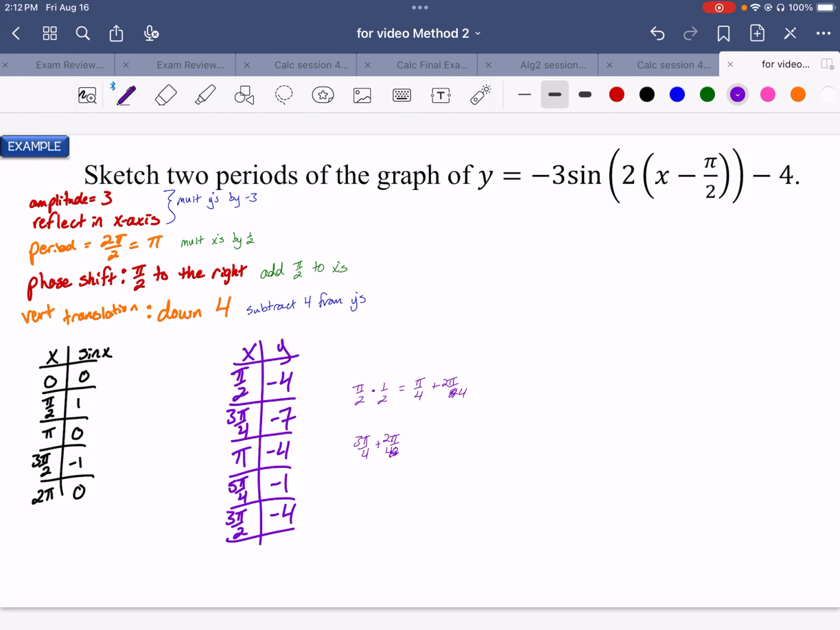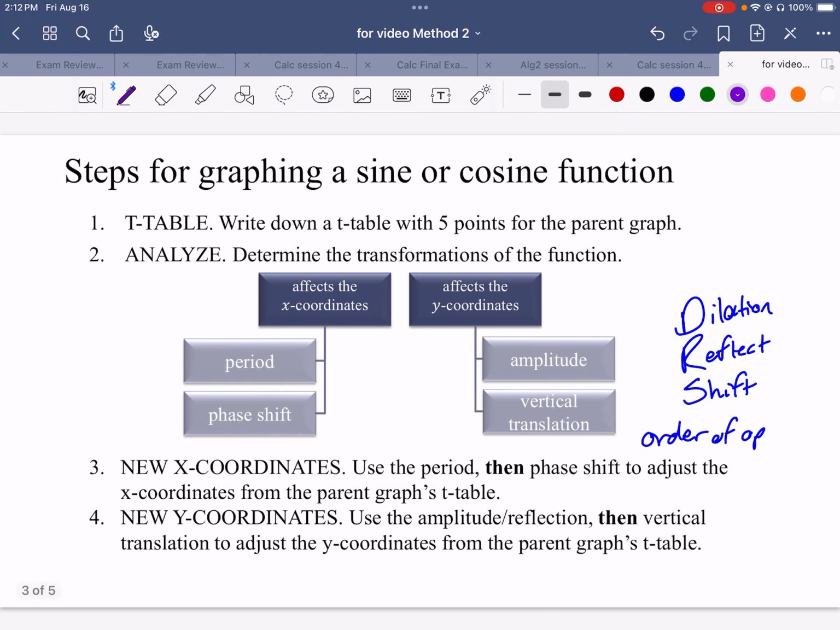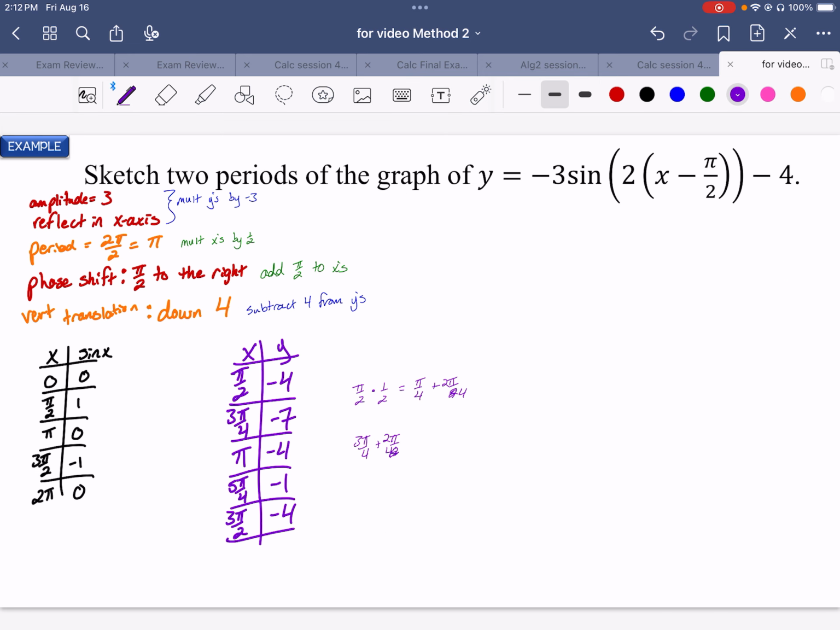So the next step is we're going to set up our t-table and our graph, and we're going to plot the points.